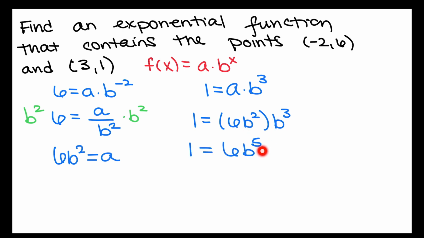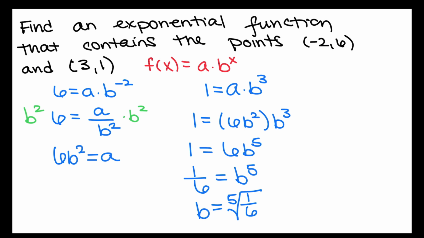B squared times b to the third is b to the fifth. Add the exponents. And then to solve for b, I divide both sides by 6. So 1/6 equals b to the fifth. And then finally, I can take the fifth root. I know that b has to equal the fifth root of 1/6.